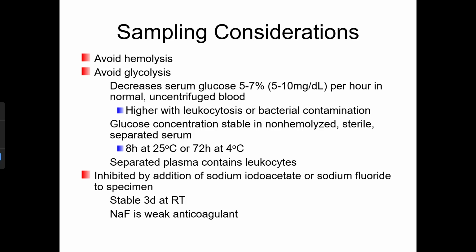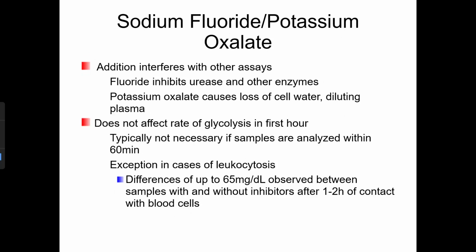Glycolysis is inhibited by the addition of sodium iodoacetate or sodium fluoride in the specimen, and that's stable for 3 days at room temperature. Sodium fluoride is a weak anticoagulant. Sodium fluoride or potassium oxalate addition interferes with other assays. Fluoride inhibits urease and other enzymes. Potassium oxalate causes a loss of cell water, diluting the plasma. It does not affect the rate of glycolysis in the first hour.